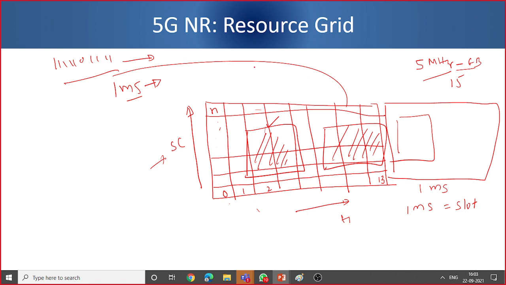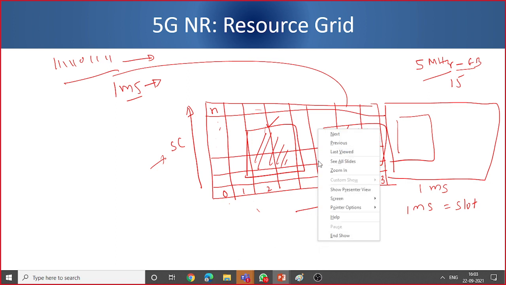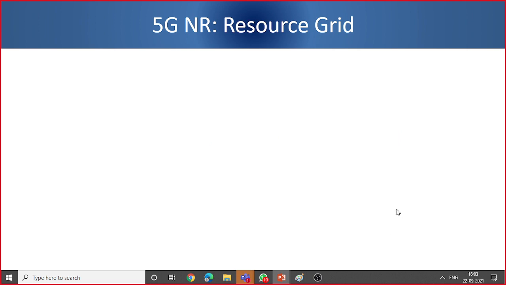Let me remove the ink and then move forward. Right.